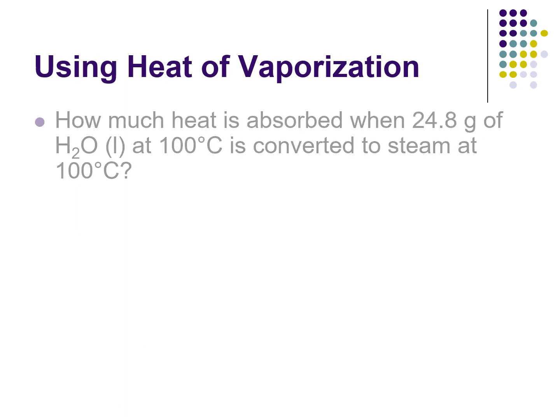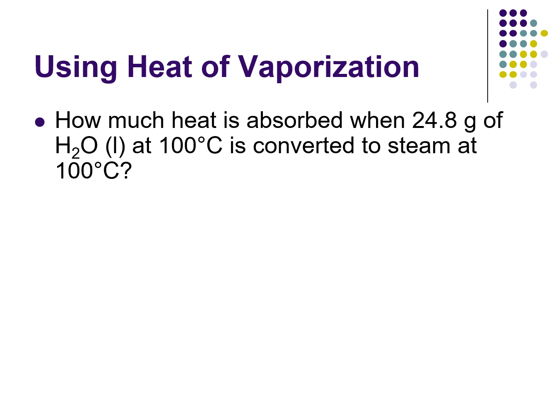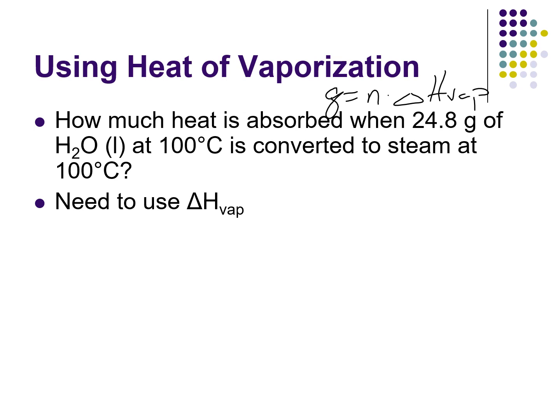So let's see, using heat of vaporization. So for instance, how much heat is absorbed when 24.8 grams of liquid water is converted to steam? So again, we're going through a phase change. So immediately I know that we're going to use Q equals N times delta H, in this case, vaporization. Now the problem is the N. N is moles. We were given grams.